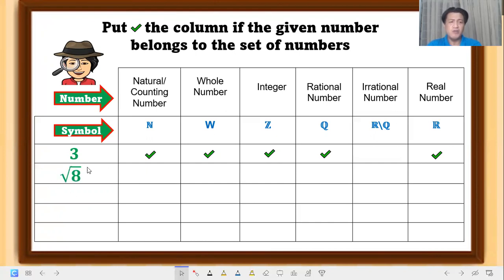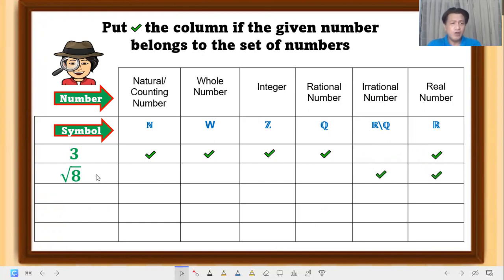Square root of 8? Paano ko malalaman? Kapag in-square root mo to, that is, di ba, may decimal, and that is never ending. Okay, and remember, this is not a perfect square. Kaya automatic, ano yung check lang natin dyan? Yung irrational number lang. Tsaka yung real number.